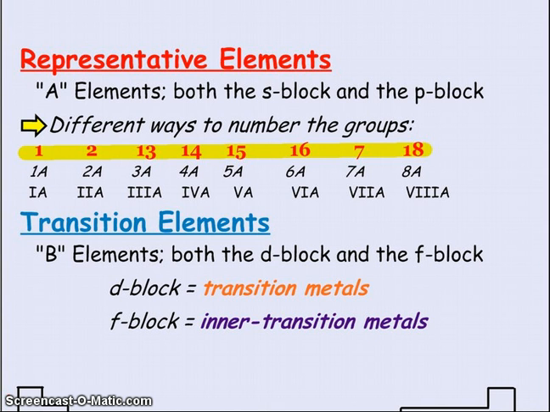And then the other main group are the transition elements, the B elements. And you might see, again, on an older periodic table, different columns labeled with a B. And those are the D block and the F block elements. The D block are called the transition metals. They're all metals, and we see a lot of the important metals there: copper, silver, gold, iron, nickel, zinc, etc.